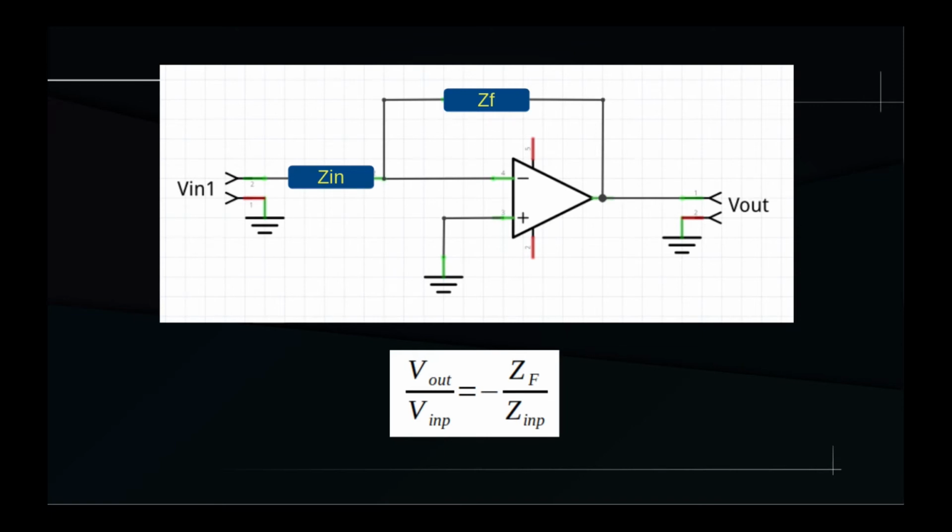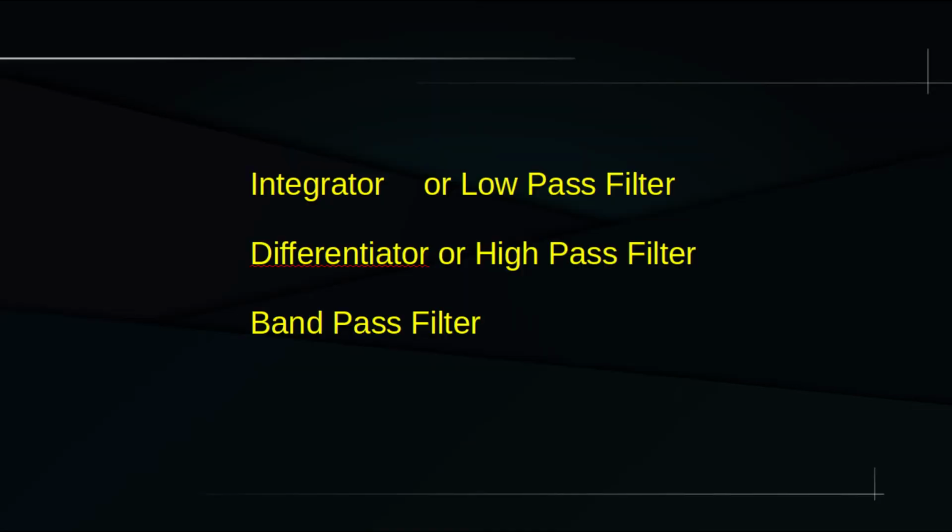This is a huge subject in the operational amplifiers theory. Here I will just show you three of the most significant examples: the integrator or low-pass filter, the differentiator or high-pass filter, and the bandpass filter. Let's dig into that.